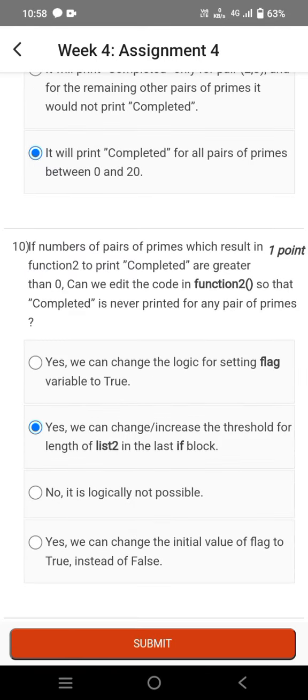Thank you guys, we have completed all the questions of this assignment. Now we can submit our assignment.